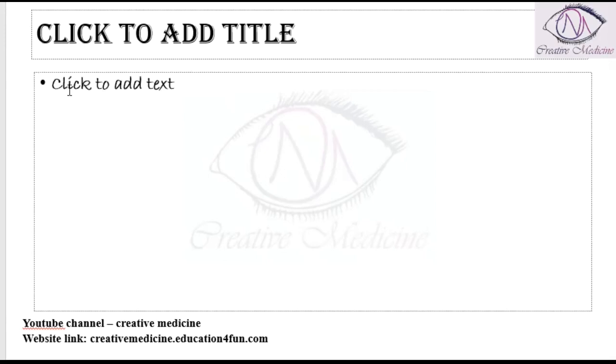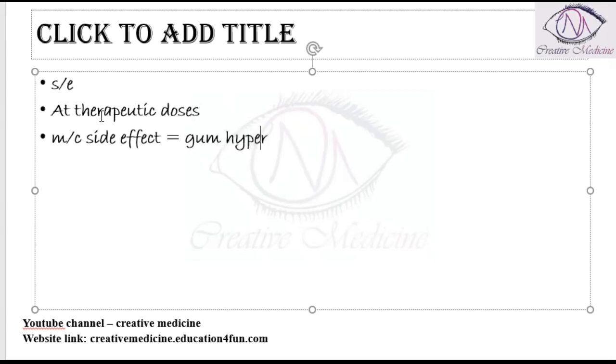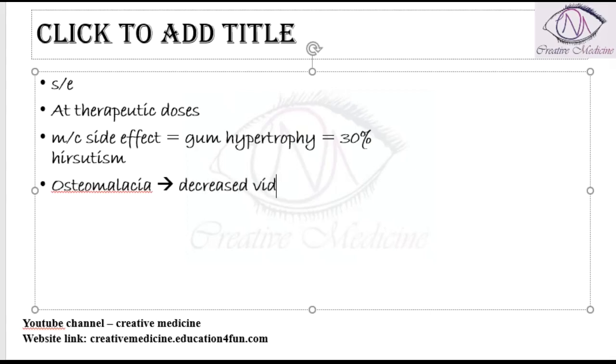Then, side effects of phenytoin. At therapeutic doses, it has few side effects. The most common side effect of phenytoin is gum hypertrophy, which is seen in around 30%. It can also cause hirsutism and osteomalacia. Osteomalacia is mainly seen due to decreased vitamin D and calcium absorption, or due to vitamin K inhibition.